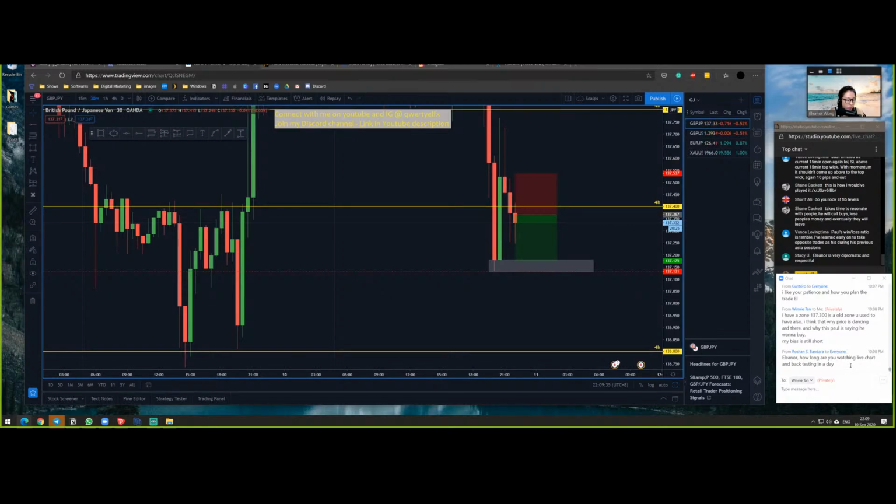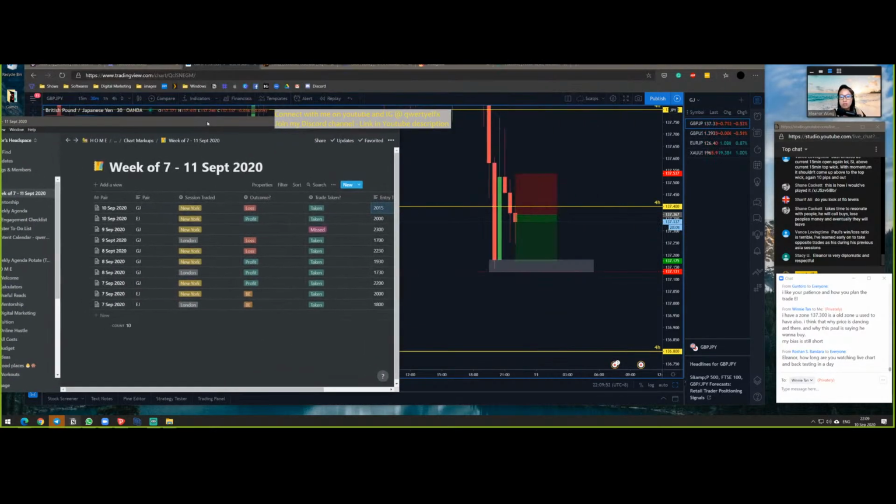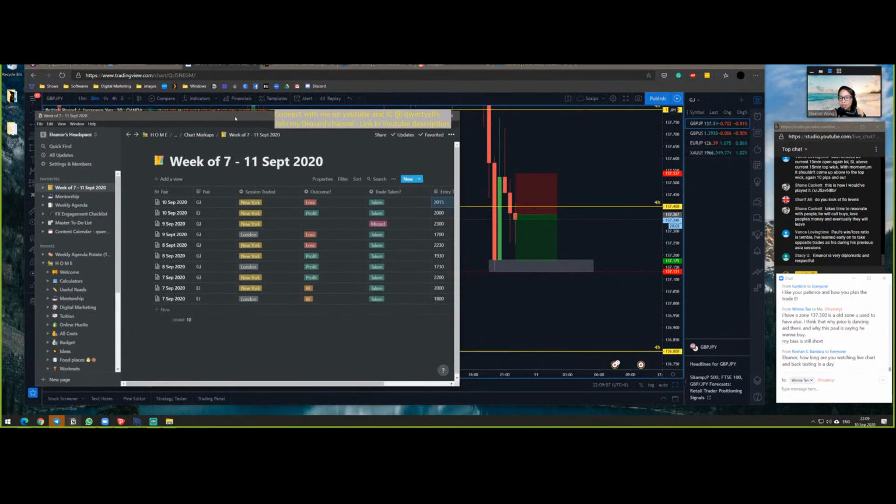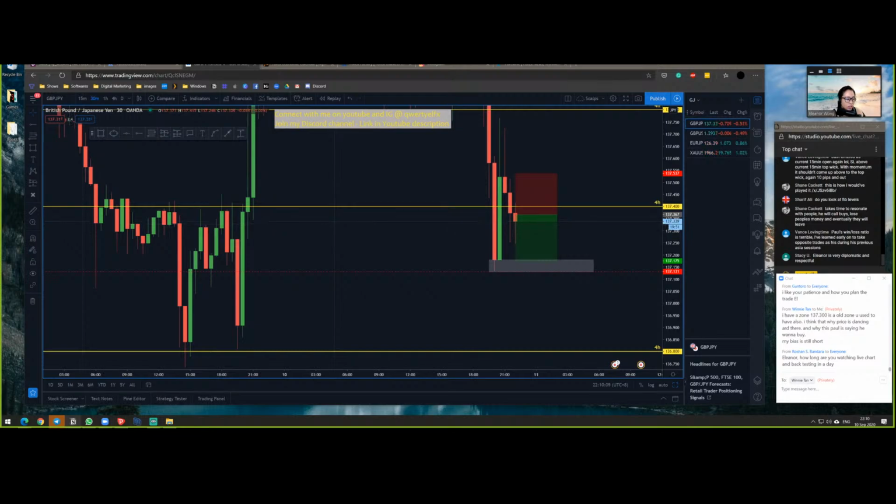How long are you watching live charts and backtesting in a day? I don't backtest every day. I'm doing live backtesting every day, if that counts. Because if I miss a trade, if you guys look at my journal, I do take note of trades that I've missed also, so that I know how I could have taken them next time. So that's live backtesting. But if you ask me if I use Forex simulators and stuff like that, maybe once a month.